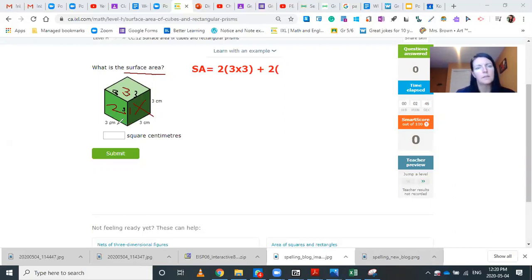Okay, so we can now use these measurements to continue with our writing. Right, there you go. 2 of this one, we've got 3 by 3. And then we're going to add the third, the top and the bottom, which is also 3 by 3. And we've got 2 of them.